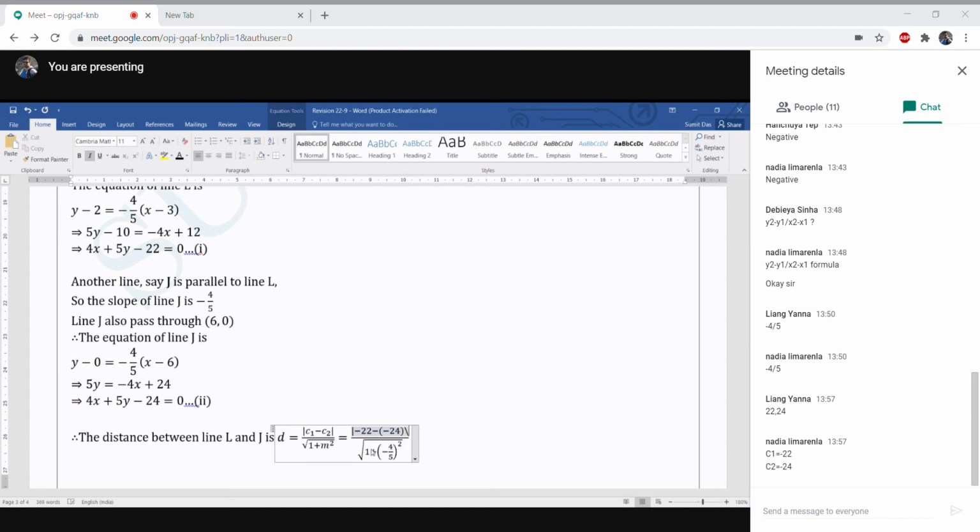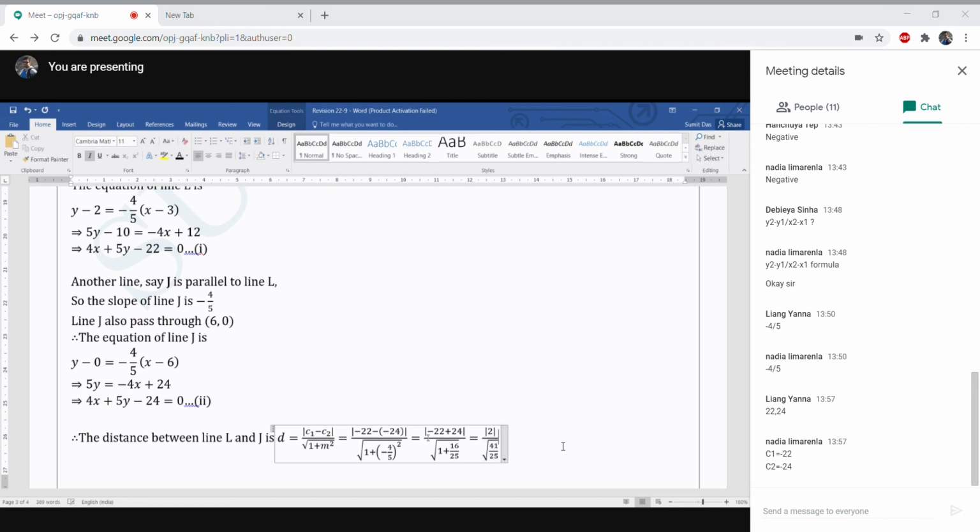If you simplify this, the numerator will be minus 22 plus 24. Then the denominator will be square root of 1 plus minus 4 square, that is 16 by 25. So the numerator is modulus of 2, and the denominator is square root of 1 plus 16 by 25, which will be 41 divided by 25.